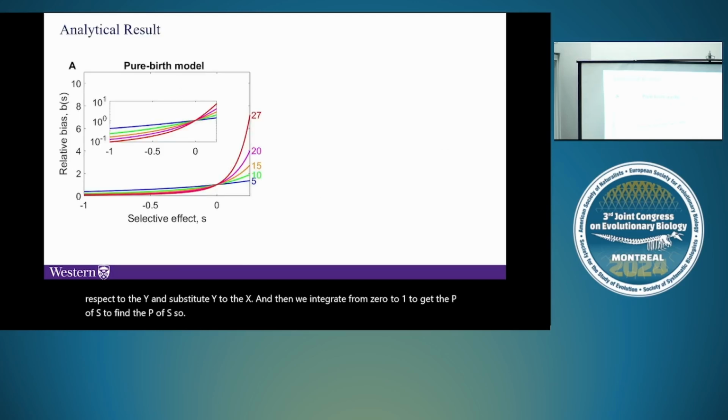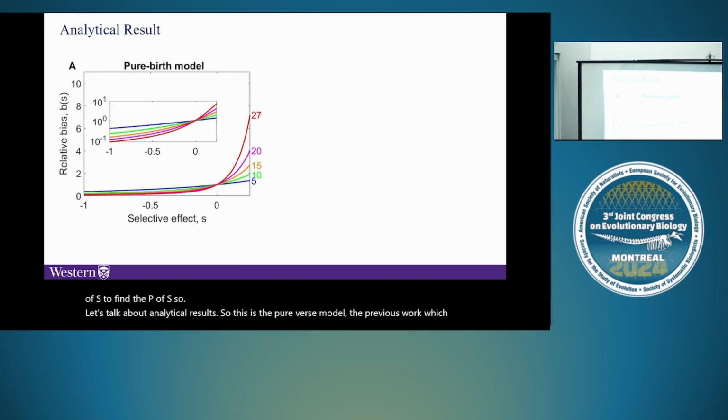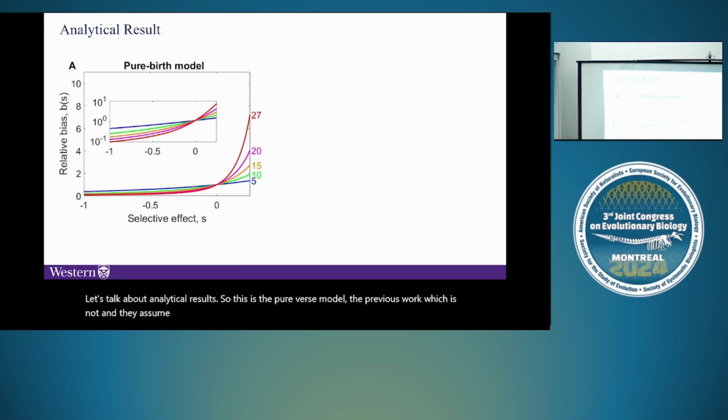Let's talk about the analytical results. This is the pure birth model, the previous work, where they assume a pure birth model and mutations are not lost at sampling. These are different numbers of generations. By increasing the number of generations, the relative bias is increasing for the beneficial part, and these are the same data in a semi-log plot for the deleterious mutations. By increasing the number of generations, the relative bias for the deleterious mutations is decreasing.